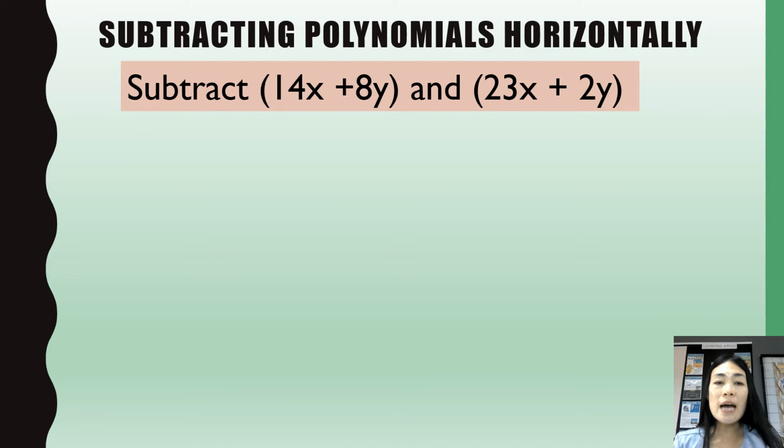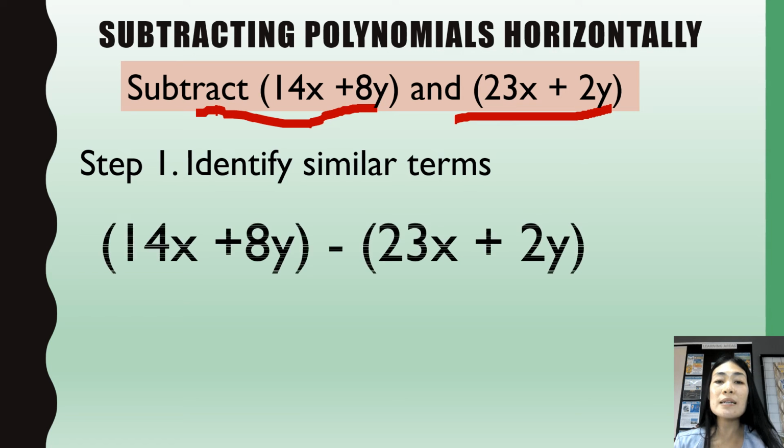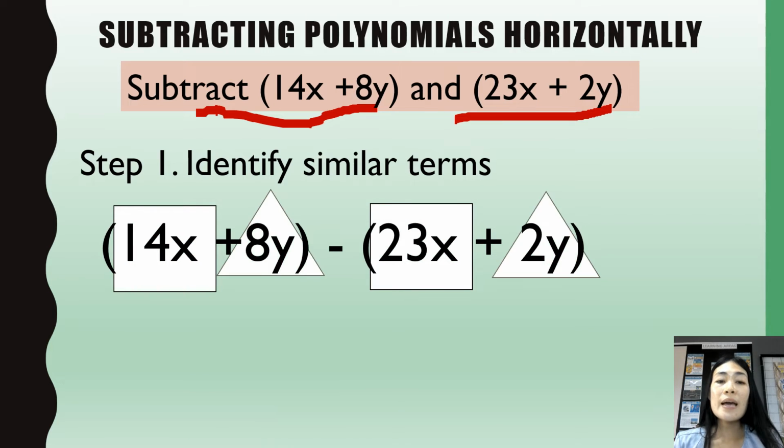Now, this time, we will subtract polynomials horizontally. In this example, subtract 14x plus 8y and 23x plus 2y. So, there are steps in subtracting polynomials. First is to identify the similar terms. In this polynomial, the similar terms are 14x and 23x and 8y and 2y.